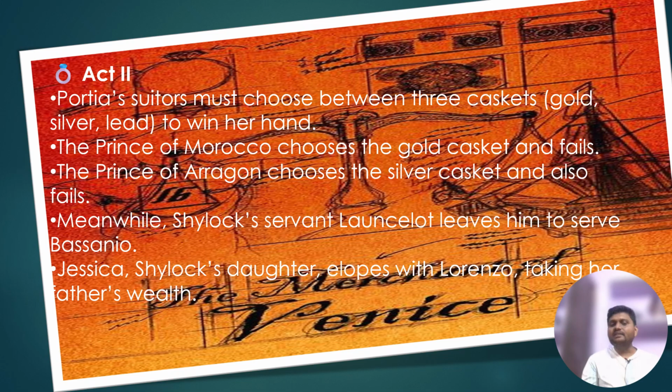Meanwhile, in the other part of Venice, we find that Shylock's servant Lancelot leaves him and goes to Bassanio to serve as Bassanio's servant. Shylock gets a double shock when his daughter Jessica elopes with her lover Lorenzo, and while eloping, she also takes Shylock's wealth. This incident negatively impacts Shylock, and he develops hatred toward Christianity when his daughter elopes with Lorenzo.